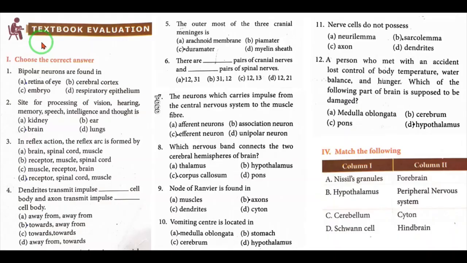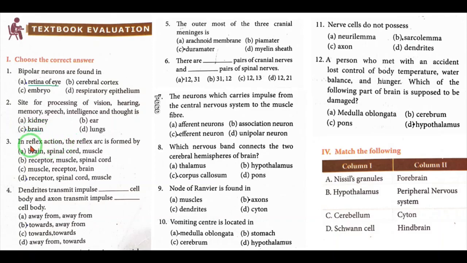Textbook evaluation. Choose the correct answer. First question, bipolar neurons are found in: A, retina of eye; B, cerebral cortex; C, embryo; D, respiratory epithelium. Correct answer is option A, retina of eye. Number 2. Site for processing of vision, hearing, memory, speech, intelligence and thought is: A, kidney; B, ear; C, brain; D, lungs. Answer is C, brain.